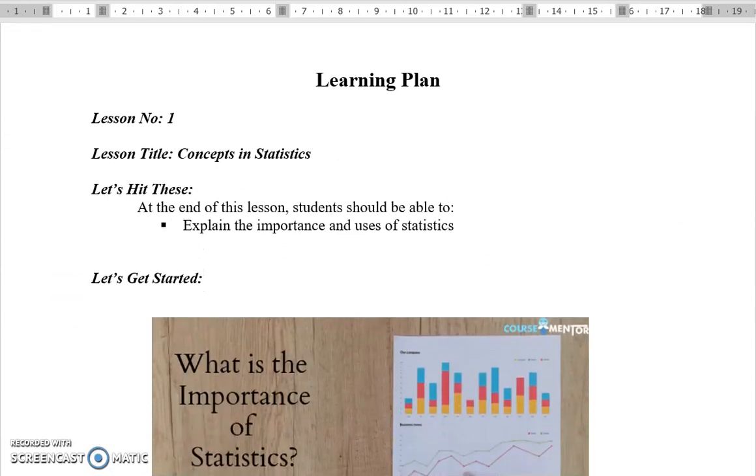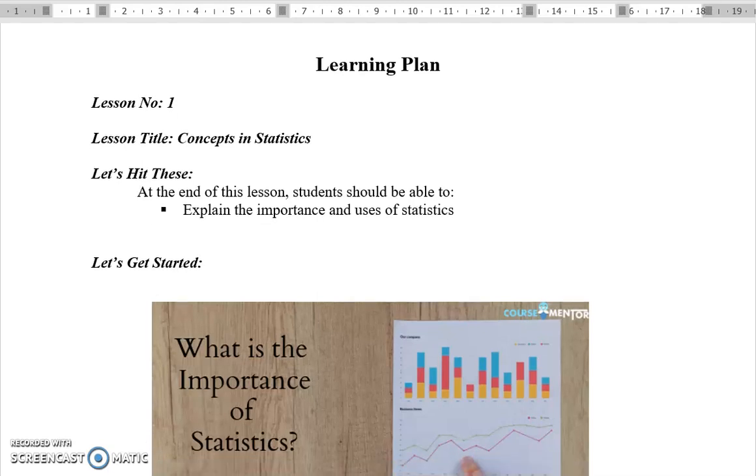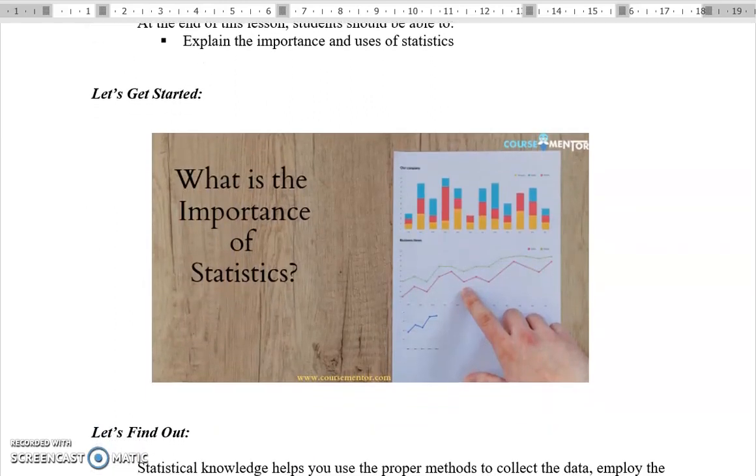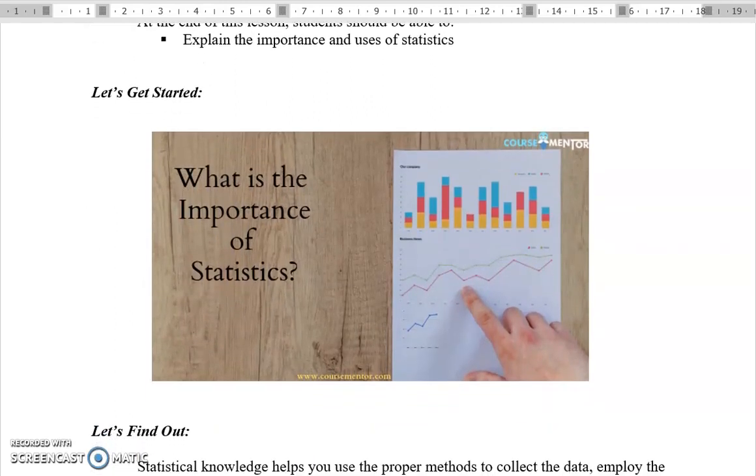Now, for lesson number 1, concepts of statistics. This is our lesson number 1. This is our learning plan. Now, our objective at the end of this lesson is that students should be able to explain the importance and uses of statistics. Now, first of all, ask yourself, why do we need to study statistics?